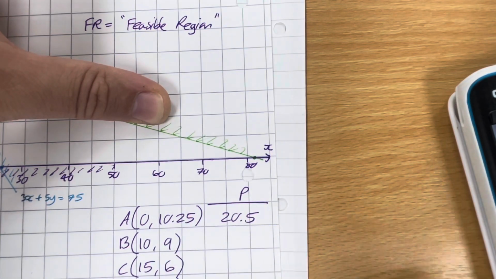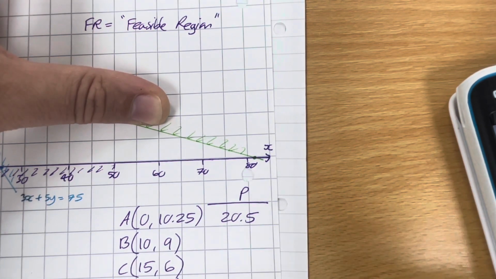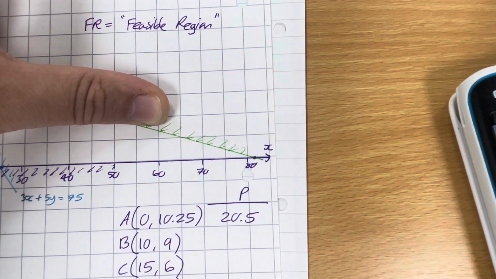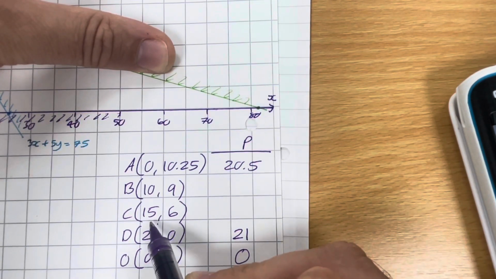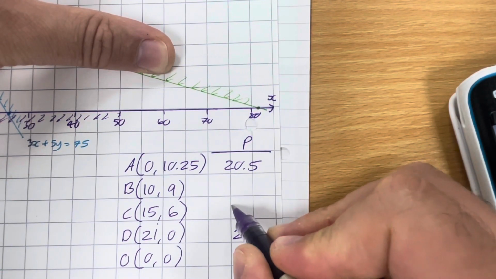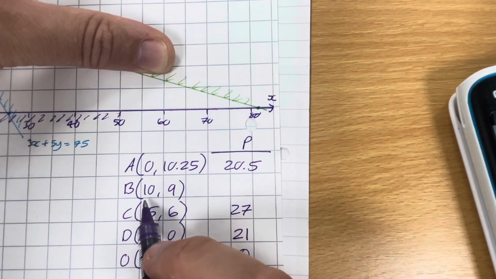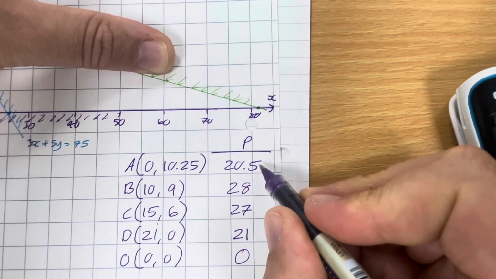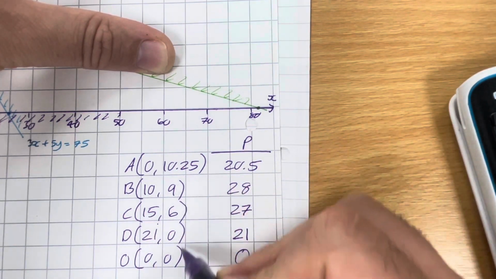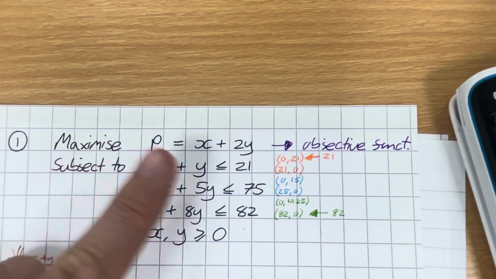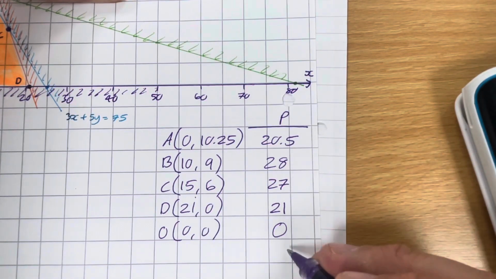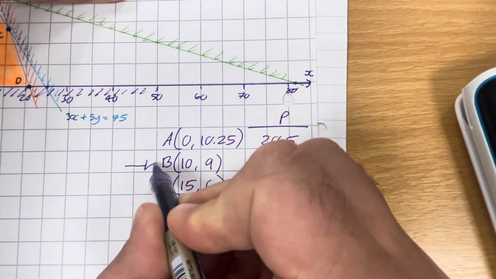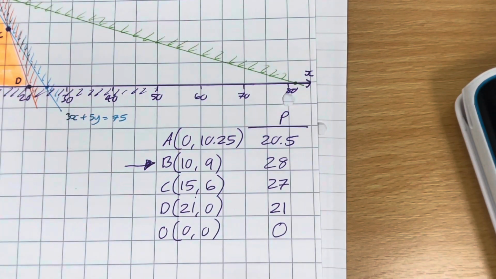And I repeat that process for the other points as well. That's obviously 0. So that is 21. 15 plus 2 times 6 there. That's 15 plus 12. That's 27. And then I've got x plus 2y, so it's 10 plus 2 times 9, is 10 plus 18, which is 28. So these are the 5 values of p at the 5 vertices of my feasible region. And then just check, I want to maximize the value of p. So which of these is the biggest? Well, it's 28. So therefore, that is the solution I want.